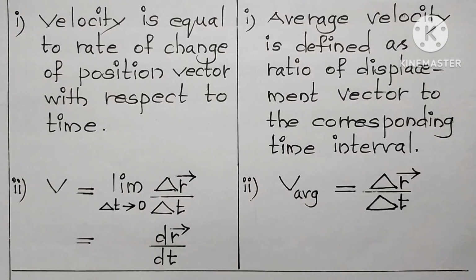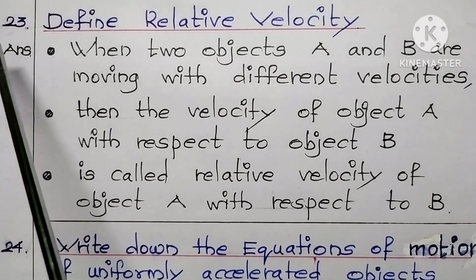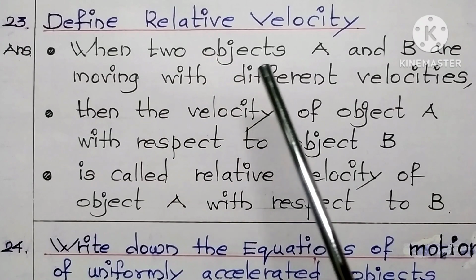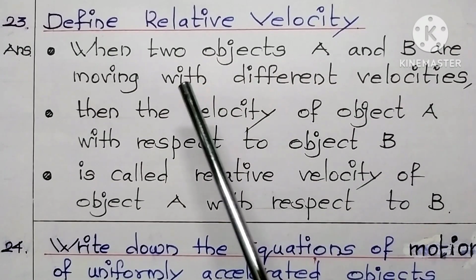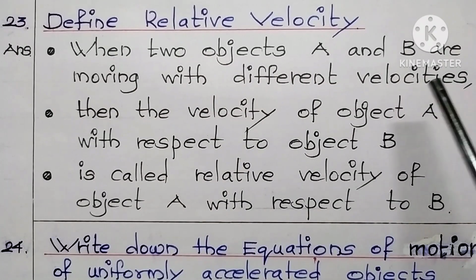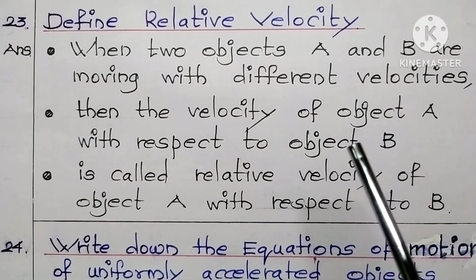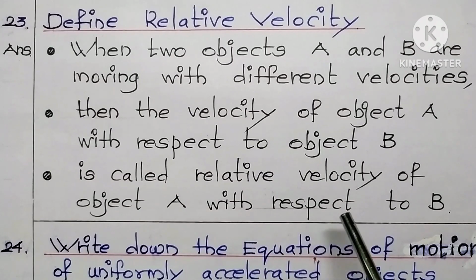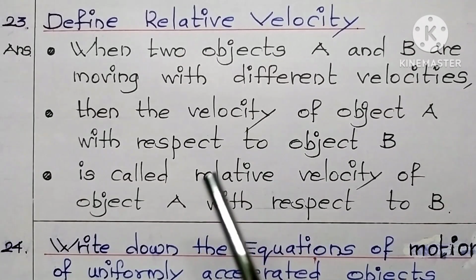Now let us see the next question. Question number 23. Define relative velocity. Answer. When two objects A and B are moving with different velocities, then the velocity of object A with respect to object B is called the relative velocity of object A with respect to B. So when we compare the velocity of one object to another object, then it becomes relative velocity.